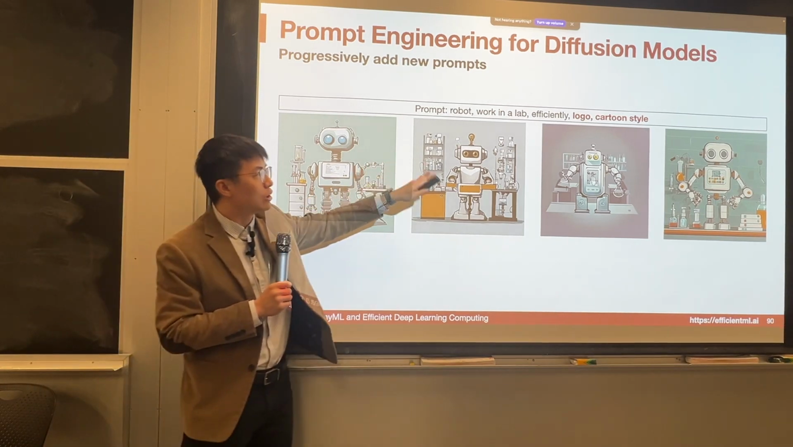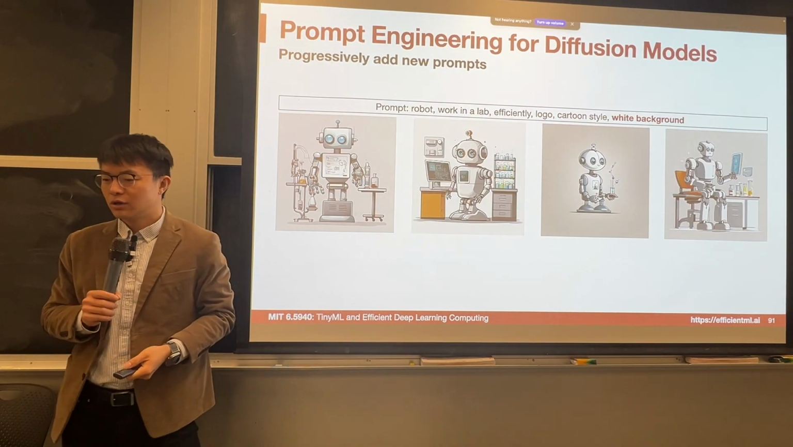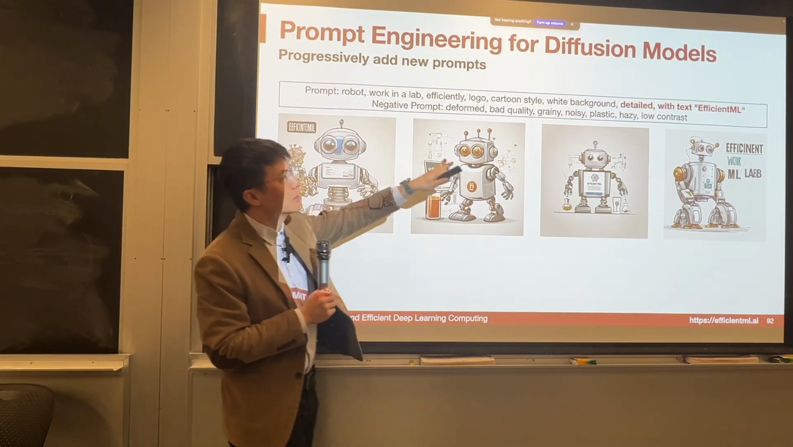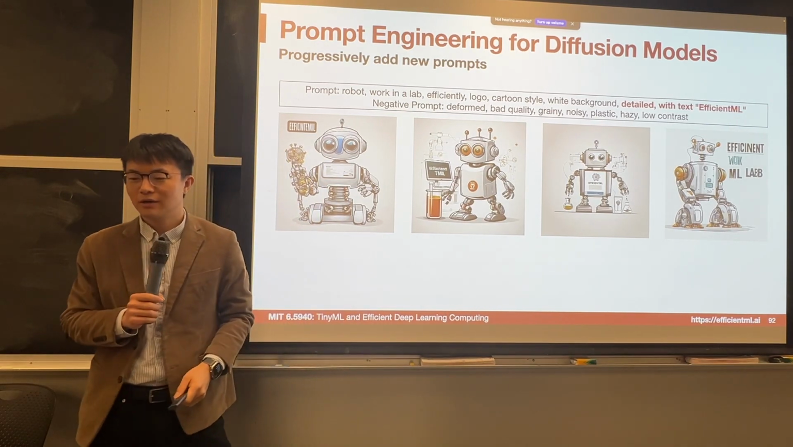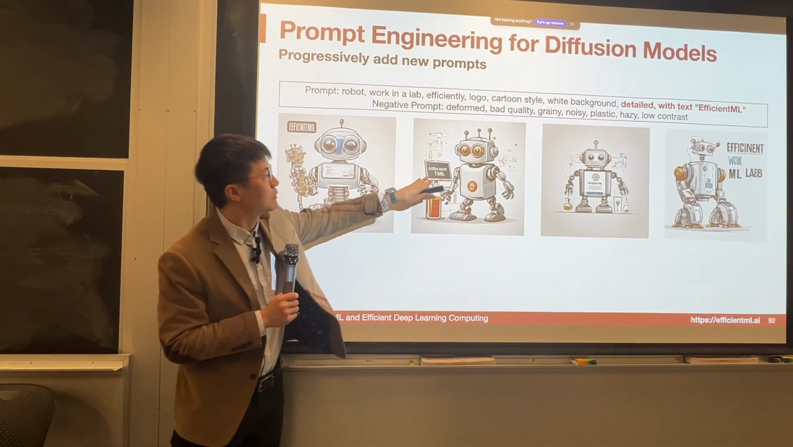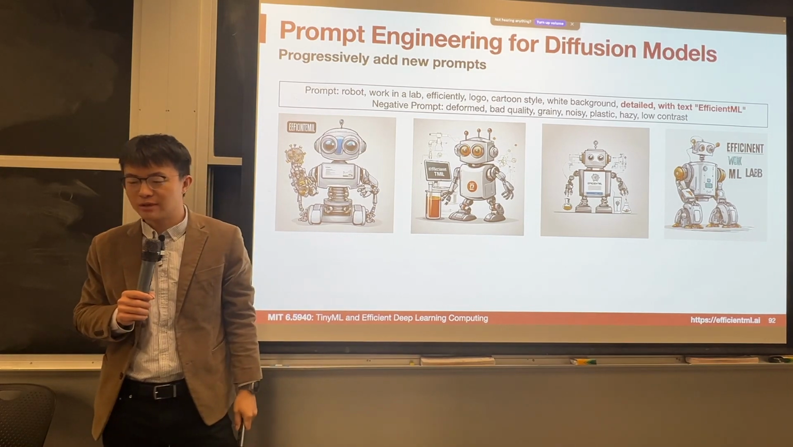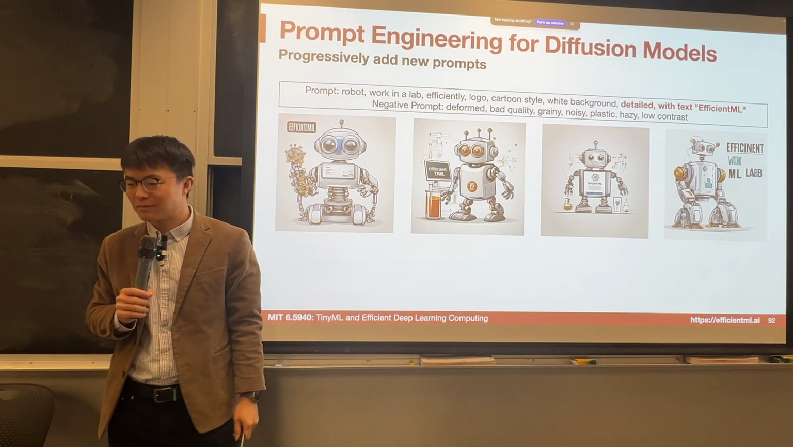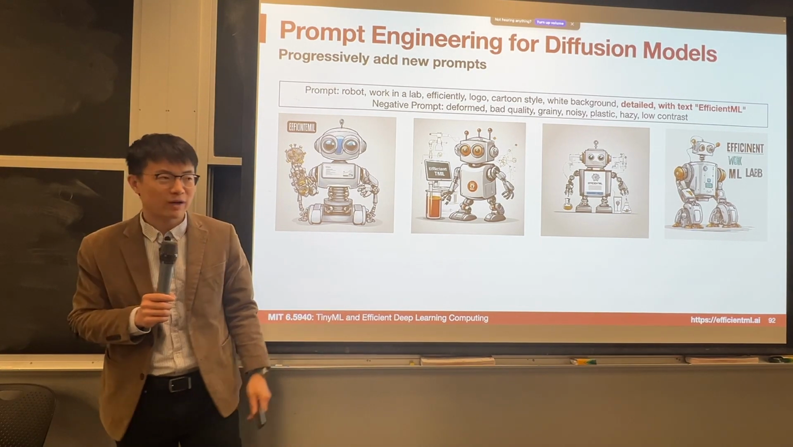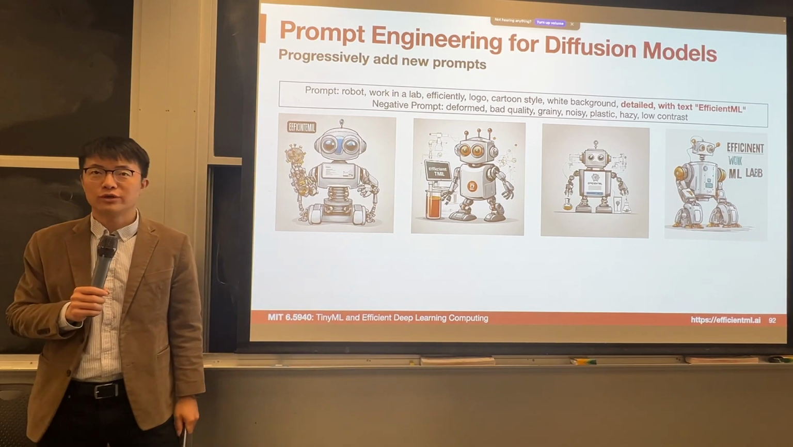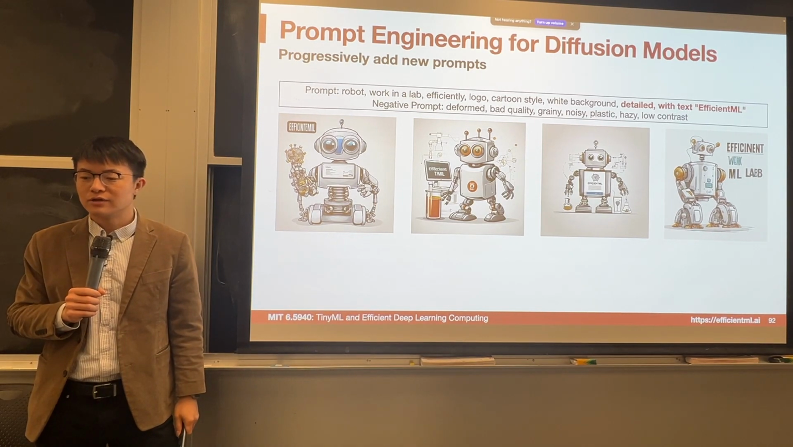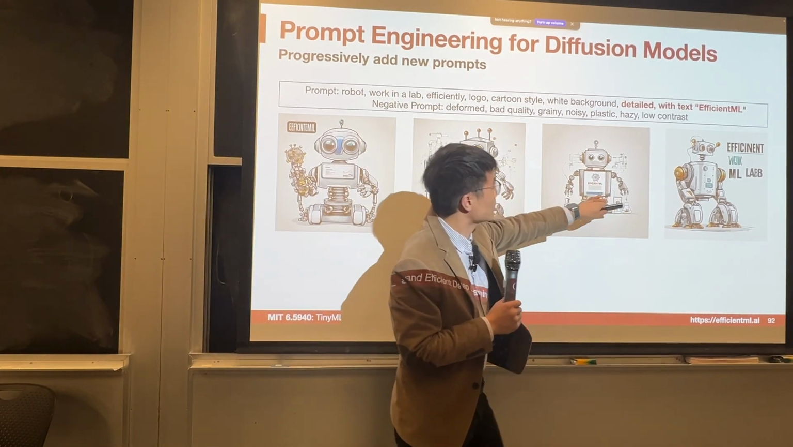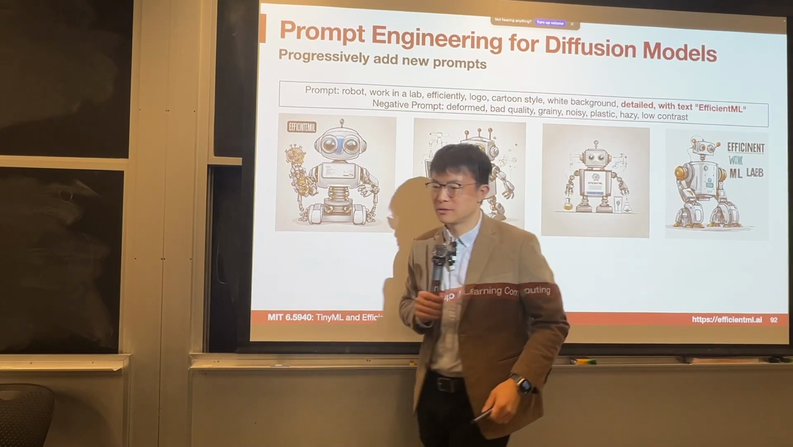We want to make it into a logo, cartoon style. Add a white background. And make it detailed with text, EfficientML. This is something the diffusion model cannot do super well these days. Like EfficientML, the text is sometimes messed up. We suspect that's because the model is operating on the encoded version, which is at low resolution. That's why these texts do not quite match what we want.